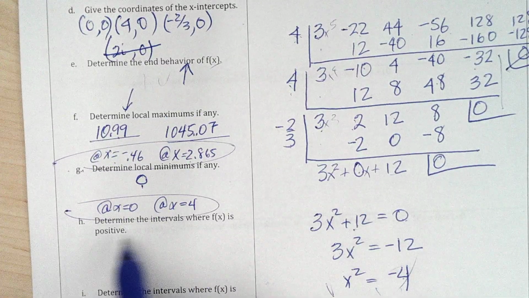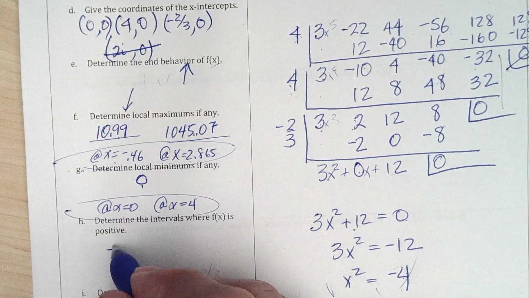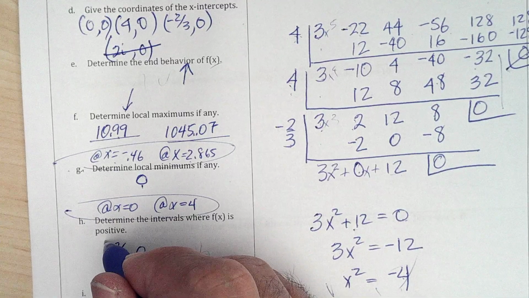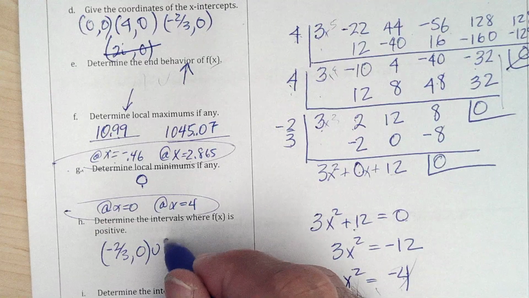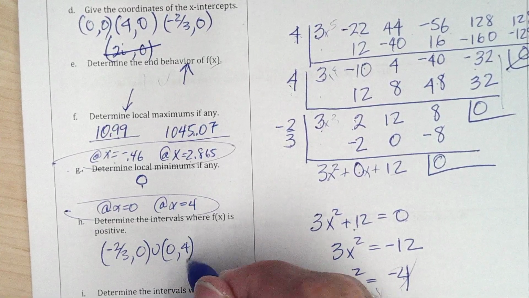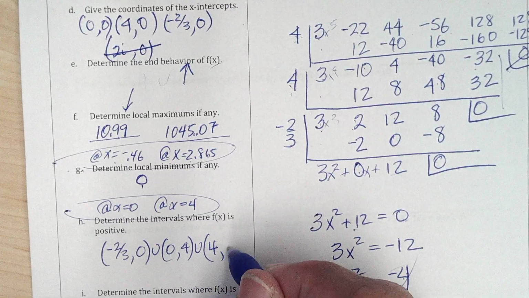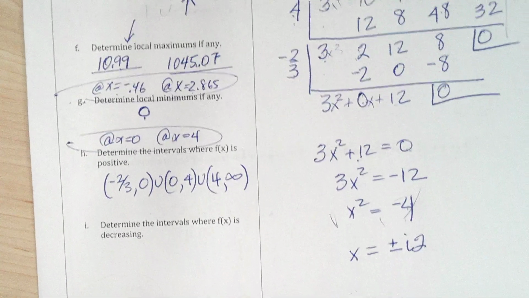So when is f of x positive? From negative 2/3 to 0. It's 0 at negative 2/3. And then not including 0, but from 0 to 4, it's positive. And then 4 and on, it's positive. And when is it decreasing?